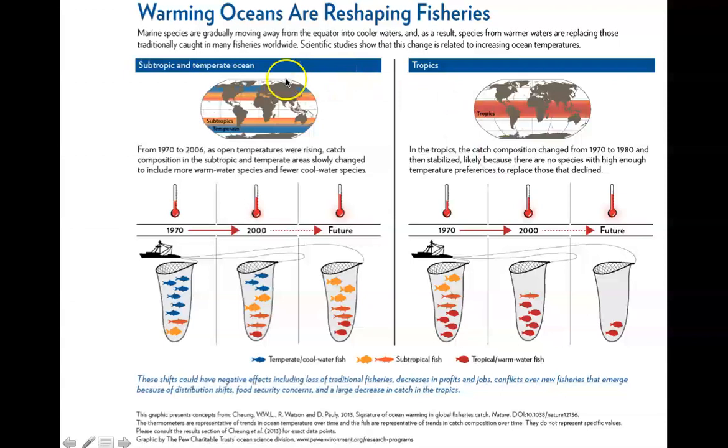So you can see in subtropic and temperate oceans in the 1970s, we had lots of fish that thrived in cold water. And then as the oceans warmed in the last 30 years, we see a shift with more tropical and subtropical or warm water fish. And in the future, we can see the temperate cool water fish getting squeezed out. In the tropics, we can see that over time, as the oceans continue to warm, it might put so much pressure on fish populations that we see a crash and we just have smaller fish populations and less biodiversity.